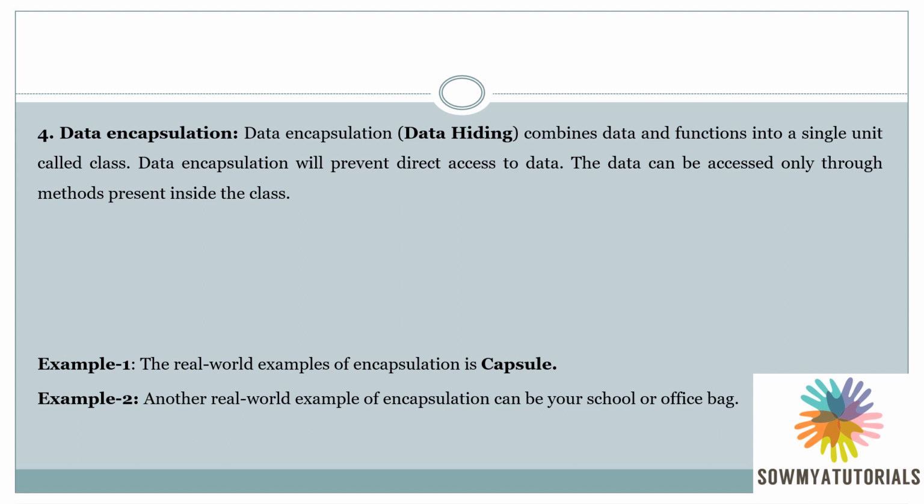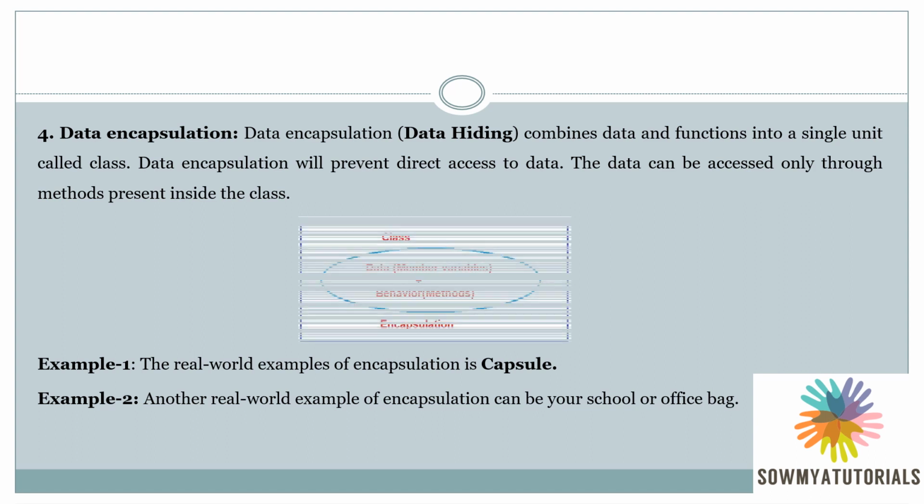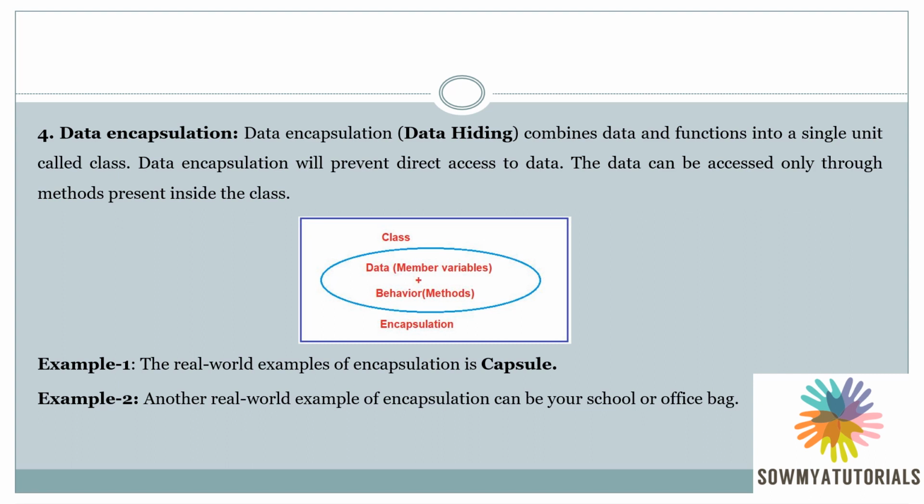The data can be accessed only through the objects, through methods. This is called data encapsulation. Here we have a class. The class contains both the data and the functions. Data we can also call member variables, and methods we can also call functions. They contain the behavior of the data members. So both together we call encapsulation.